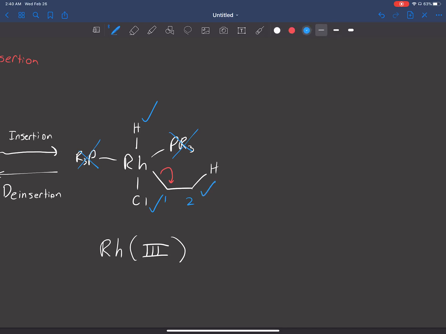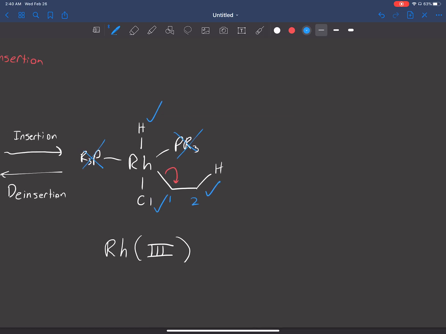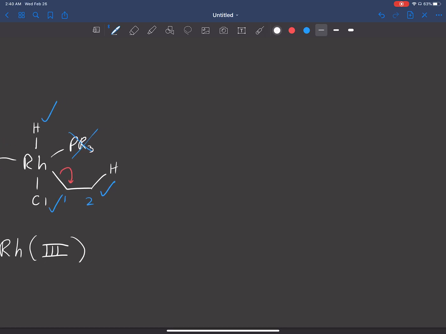So you see I still have 3 anionic ligands. Sum that up, you get -3, and then my oxidation state is +3. And so that's why my oxidation state stays the same. Now, one special type of ligand insertion you could see is something called beta hydride elimination.